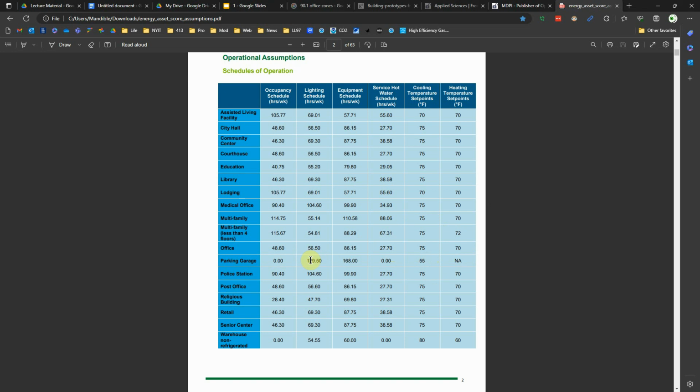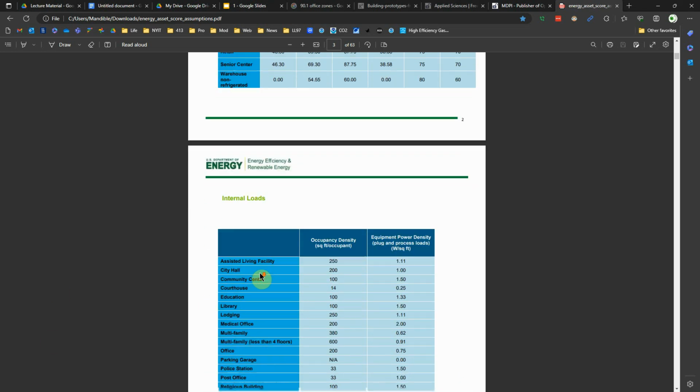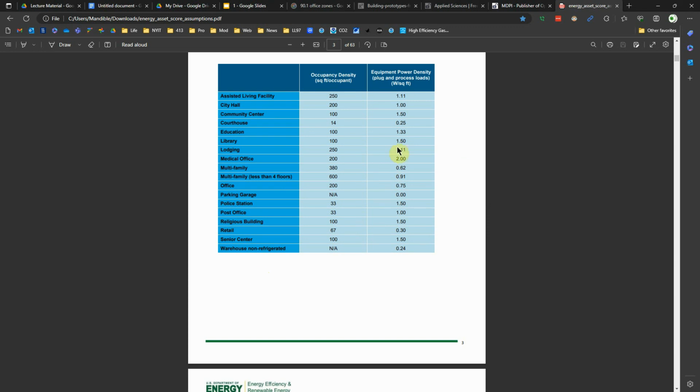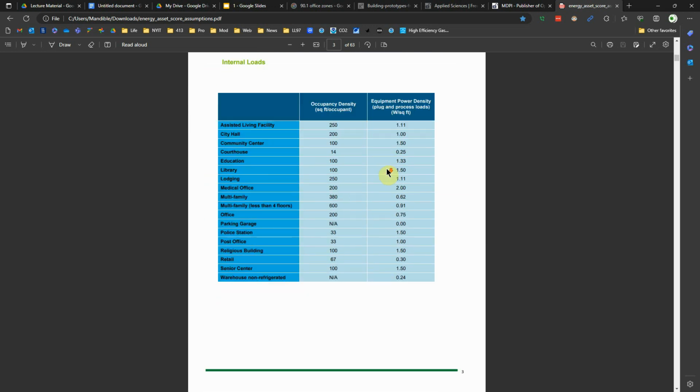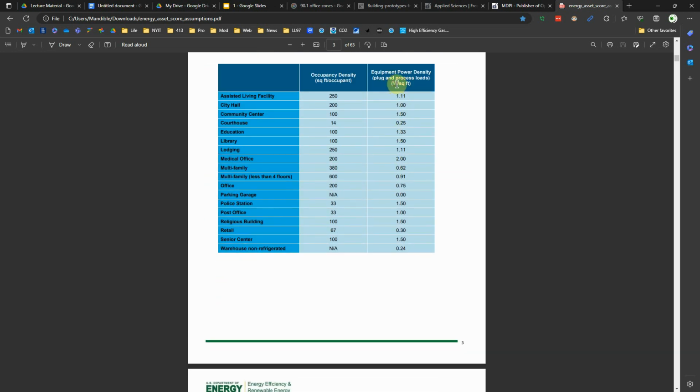And then the equipment power density. Do you understand power density? So watts per square foot, that's the amount of power being put out per square foot by the equipment. For lighting, it makes more sense. It's the amount of watts that you're putting out to light the building per square foot. So if you're using incandescents versus LEDs, the wattage is going to be much lower for the LEDs for the same amount of light. So that's going to show up here.